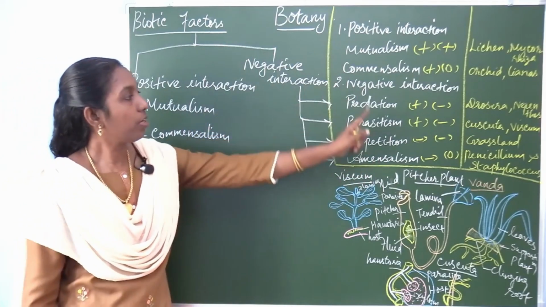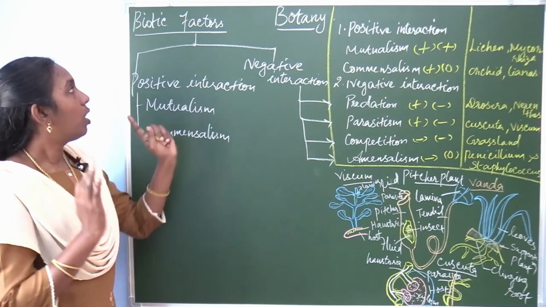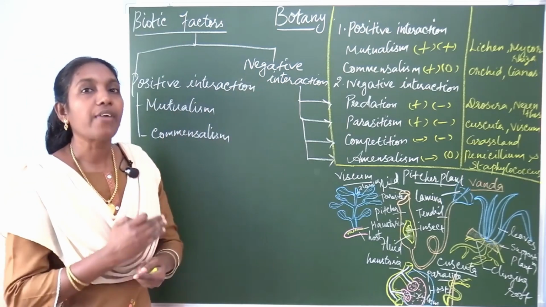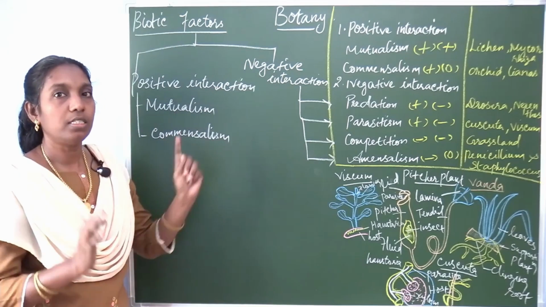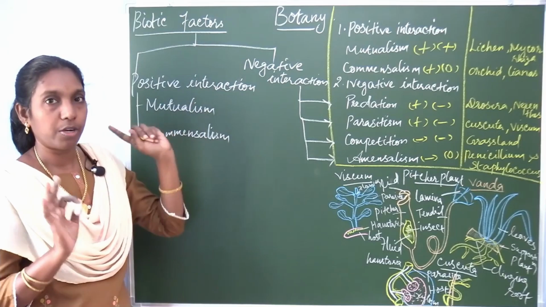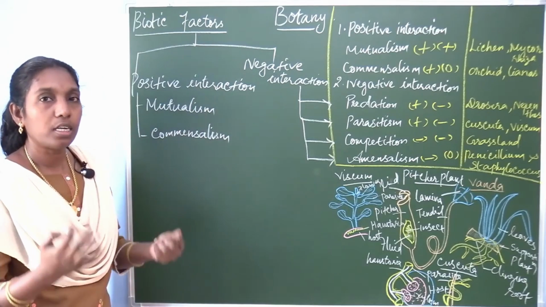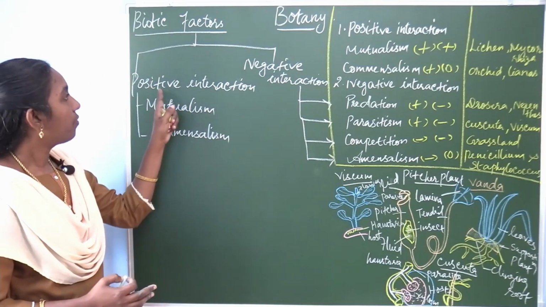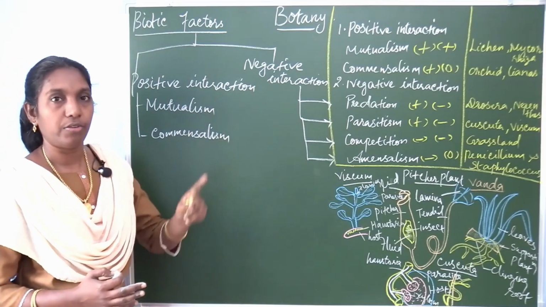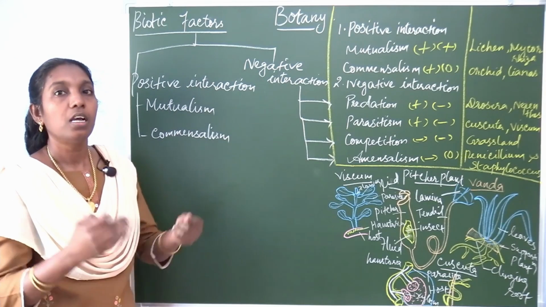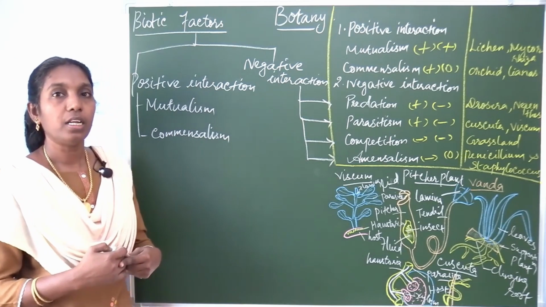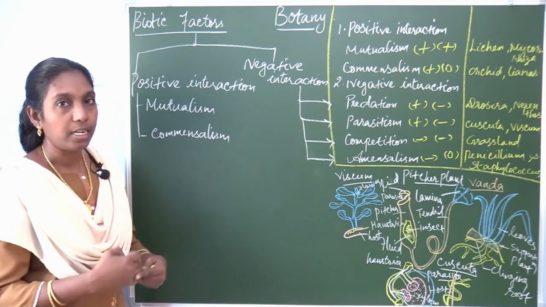So this is the flowchart. First you learn this. This is very important, a 5 mark question. What are the biotic factors? They are classified into positive and negative interaction. First, what is a biotic factor? Interaction between living organisms like plants and animals.